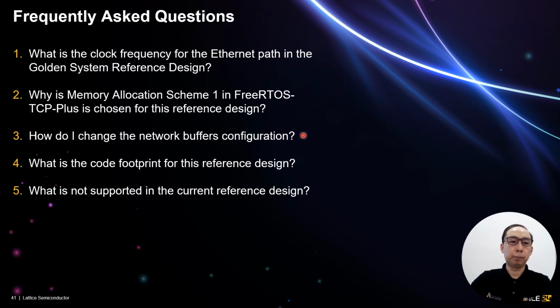Question number 3. How do I change the network buffers configuration? So the FreeRTOS TCP Plus software stack actually provides several configurations that the user can make on the network buffers. And this is done by changing the C macro in the FreeRTOS IP config header file.